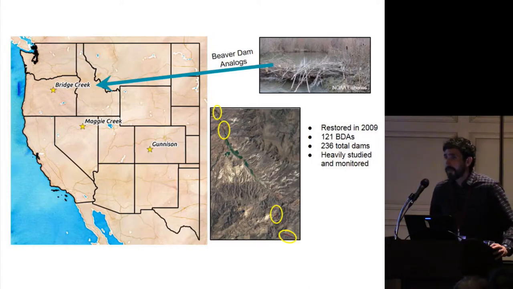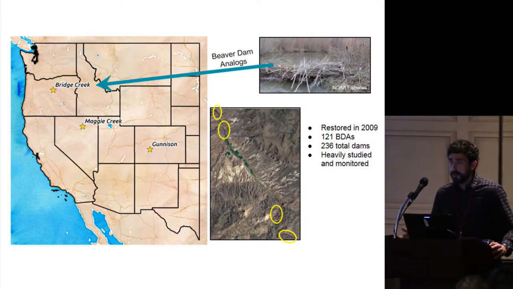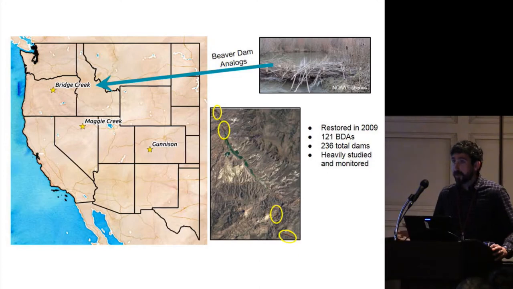Okay, so the Bridge Creek site that we just heard about. This is the Beaver Dam analog project. It was restored mainly in 2009. They put over 120 BDAs in the stream, and then as of present, there's about twice that from the natural beavers that have inhabited the area.